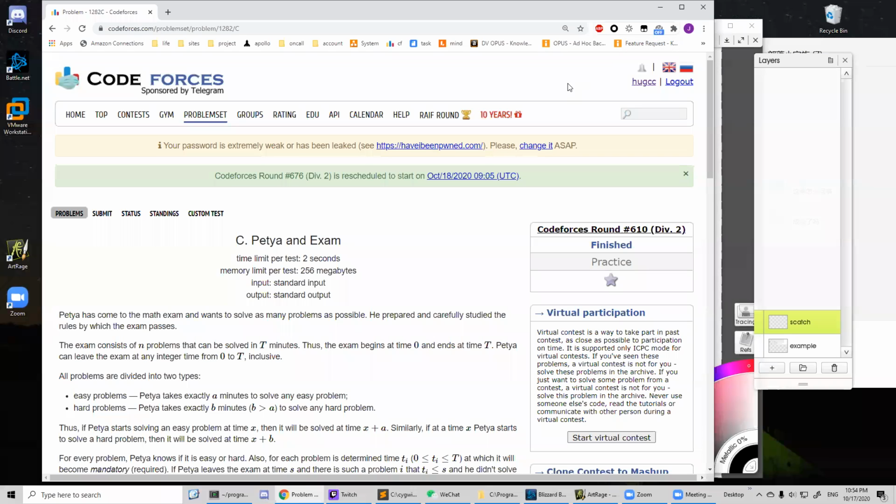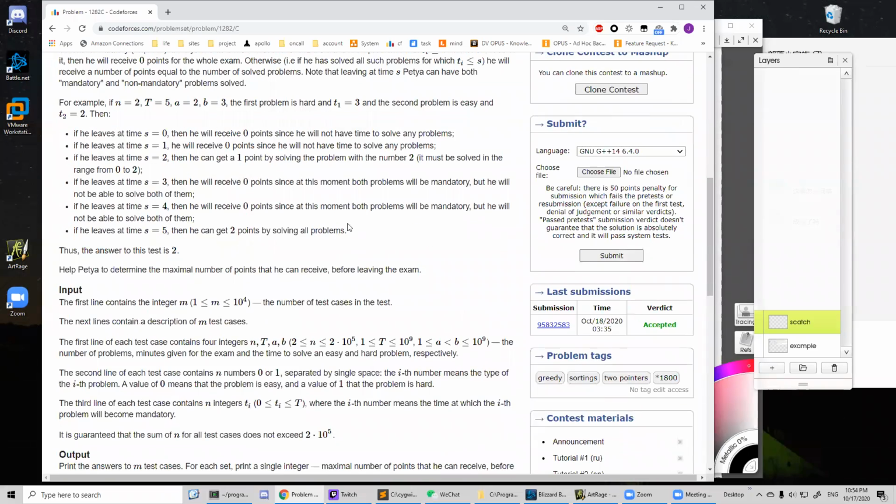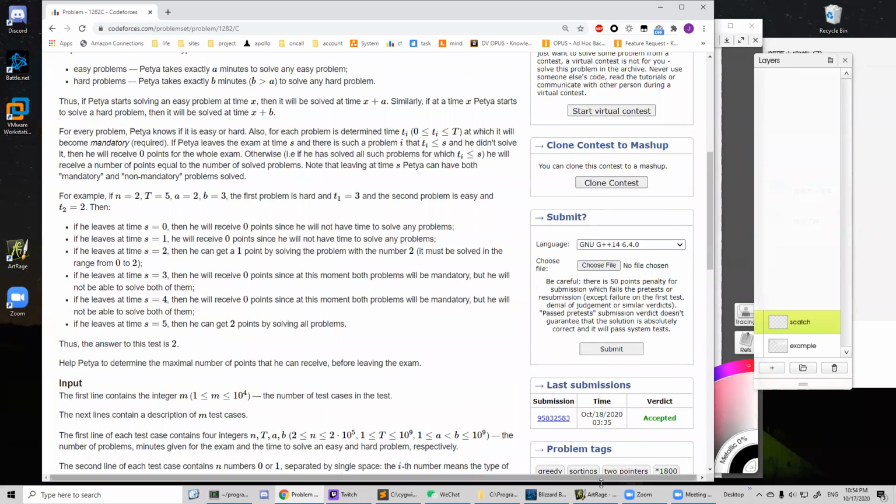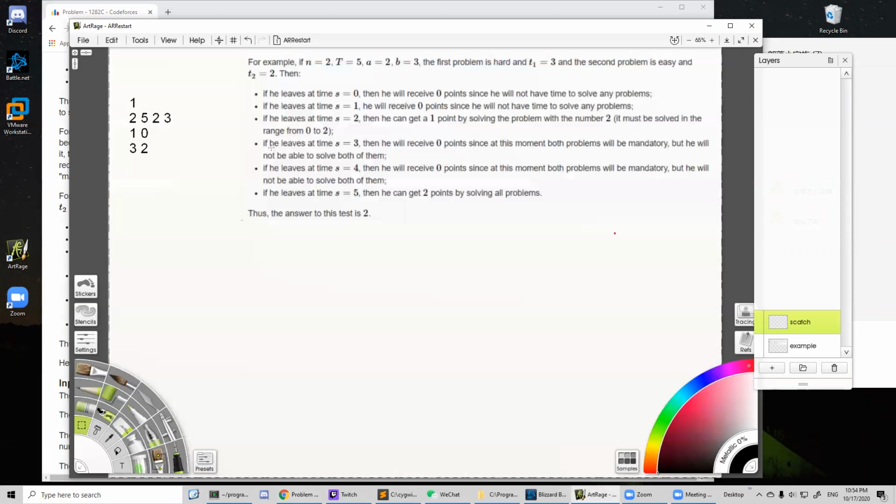Hey guys, today we are going to discuss this problem. Its rating is also 1800. And let's take a look at the example here. So the first number is how many test cases we are going to have for this problem. In this case, there is just one test case.